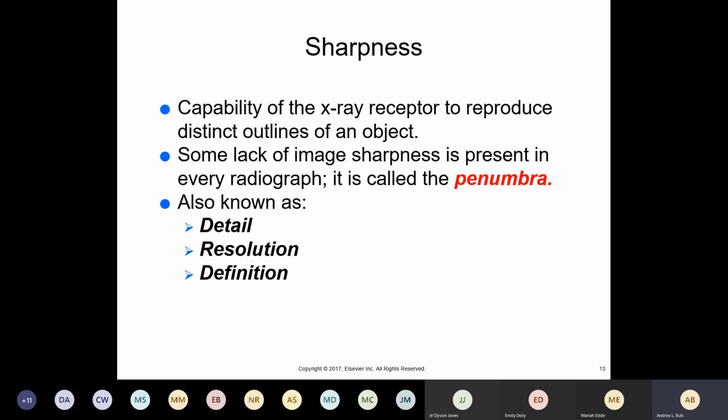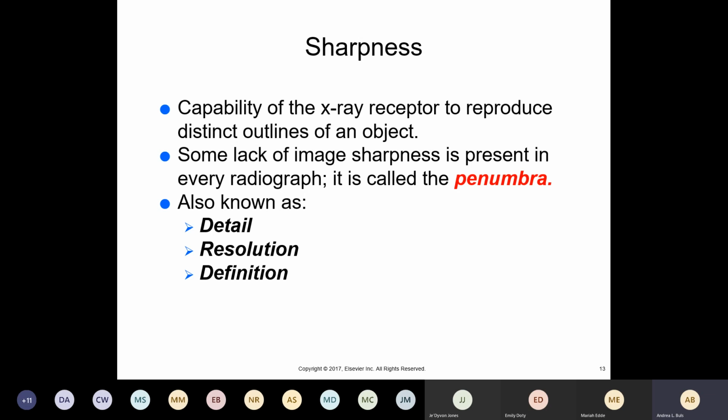So there's always going to be some lack of image sharpness present in every radiograph. There's no way to make it exact. And that fuzziness around the outside of the image is called penumbra. So we're going to talk about the things that affect penumbra, and will give you more of that fuzziness or less. And of course, we want to shoot for less. We want it to be as sharp and crisp as we possibly can.